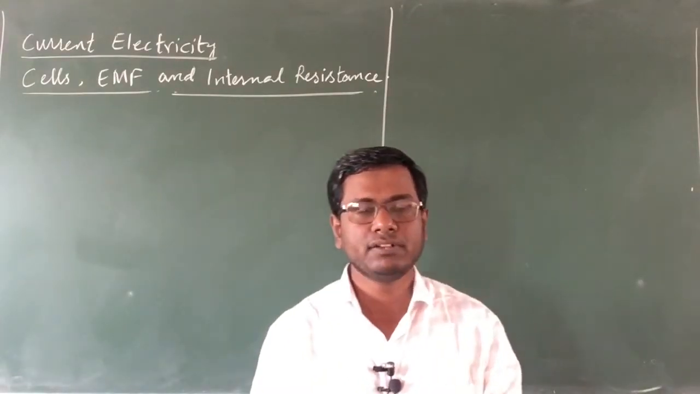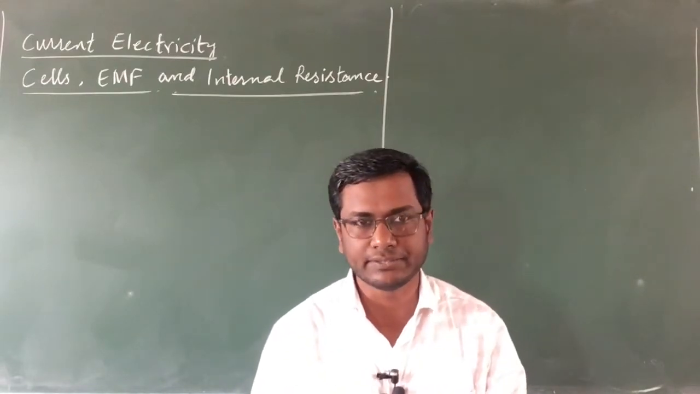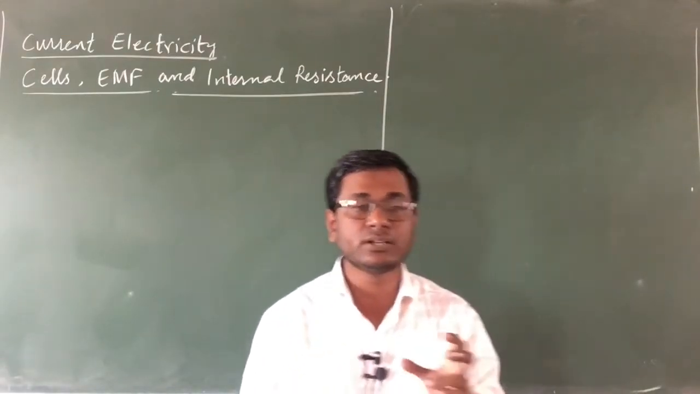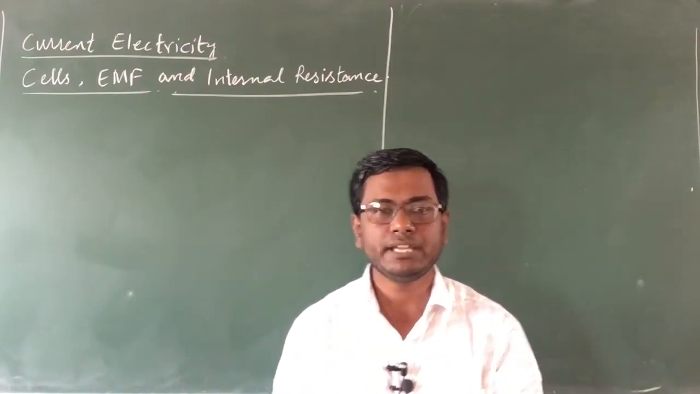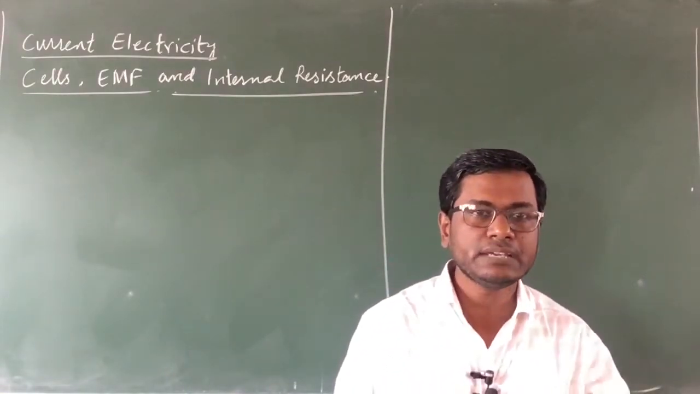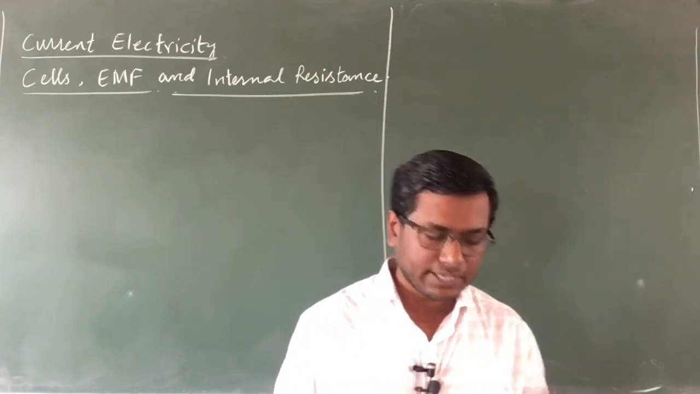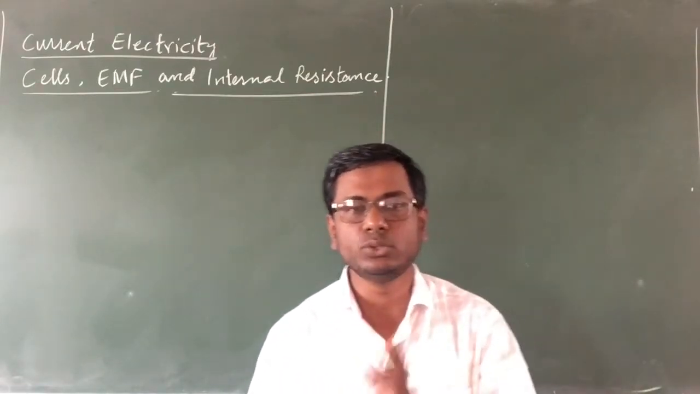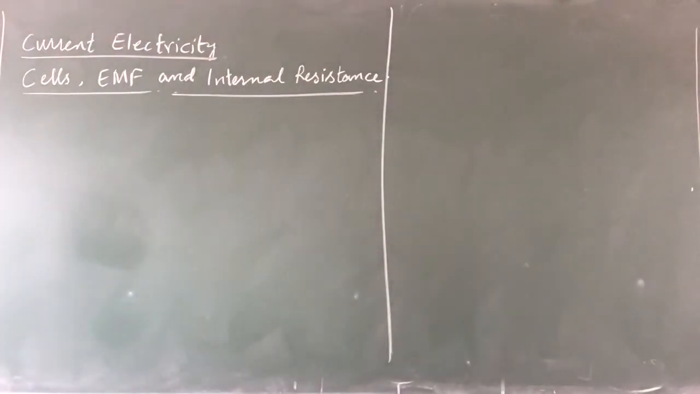If we have a group of cells, then we call it a battery. A battery is a group of cells. It can also be a single cell or it can be a group of cells. Next thing is EMF. EMF stands for electromotive force. In reality, there is no such force that exists. The third thing is the internal resistance.